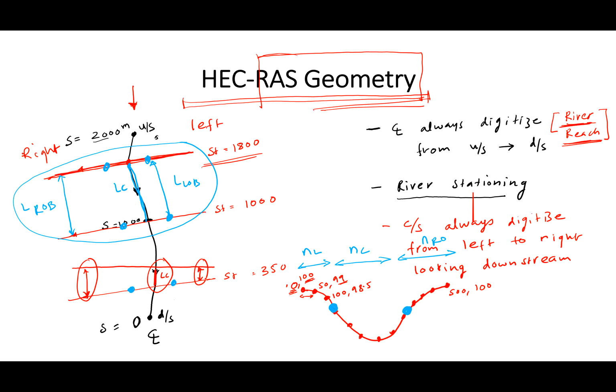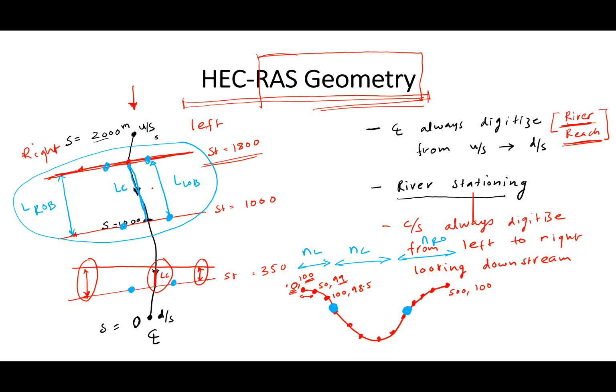Depending on the values that we specify for LROB, LLOB, and LC, we can tell the program whether the channel is meandering or not. So I think this is all you need to know as far as HEC-RAS geometry goes, and I will talk more about this when we do the actual modeling.